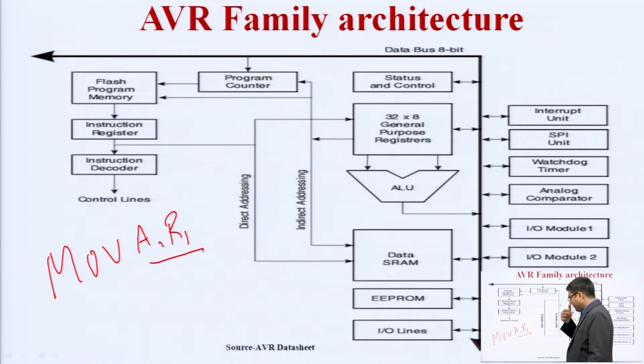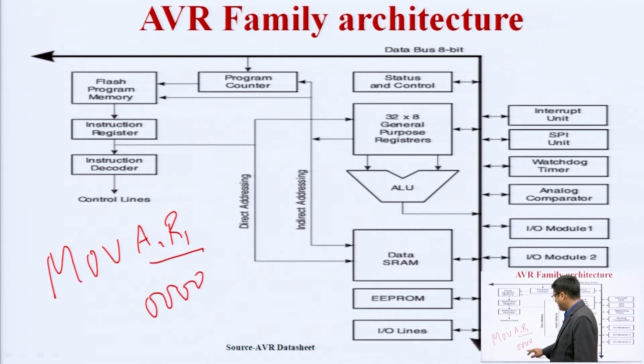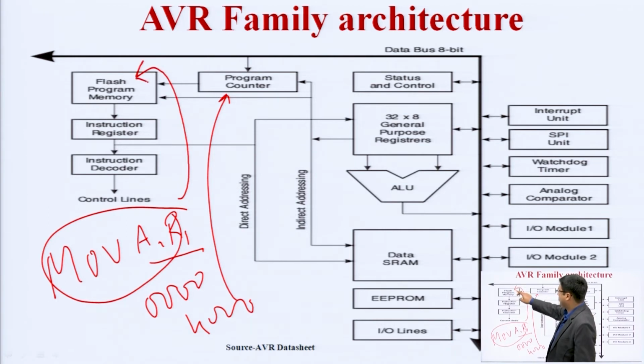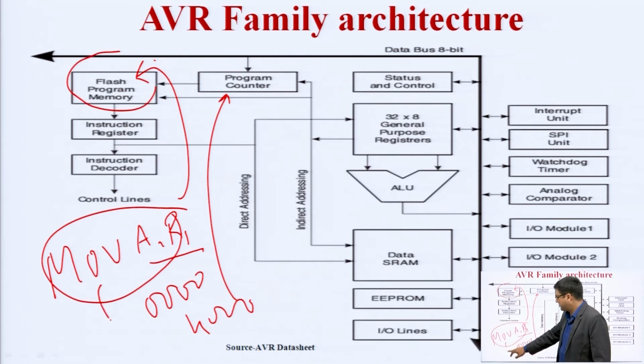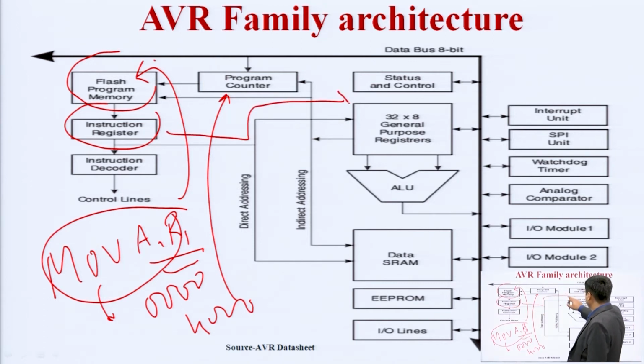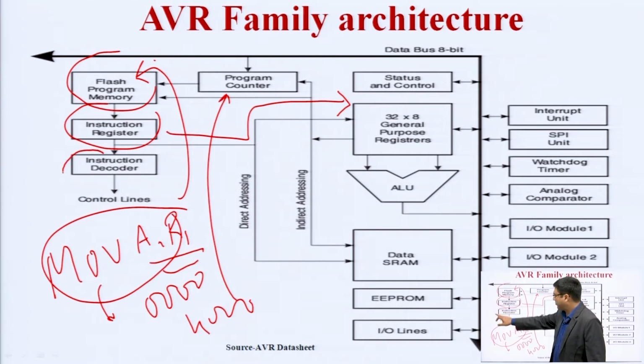Whenever we are executing this instruction, its memory location, like 0000, let us take 4000 here, is given by the program counter, and whatever we are doing is saved into the flash program memory. There are a lot of instructions available. Whatever we are executing is stored into the instruction register. These instructions come from the flash program memory to the instruction register, and after that it goes into the general purpose registers.